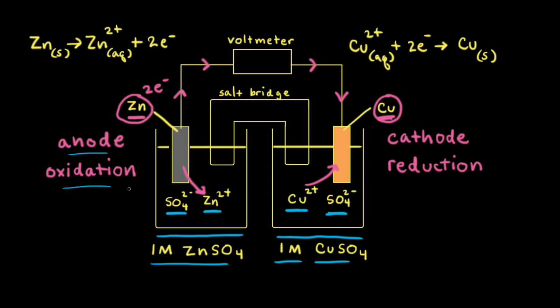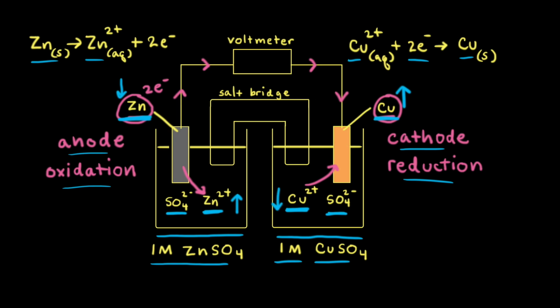The anode is where oxidation takes place, so solid zinc turns into zinc 2 plus cations. So as time goes on, the amount of the solid zinc electrode will decrease, and the amount of zinc 2 plus cations in solution will increase. And the cathode is where reduction takes place. So as copper 2 plus cations gain 2 electrons to turn into solid copper, over time the amount of solid copper electrode will increase, and the concentration of copper 2 plus ions in solution will decrease.